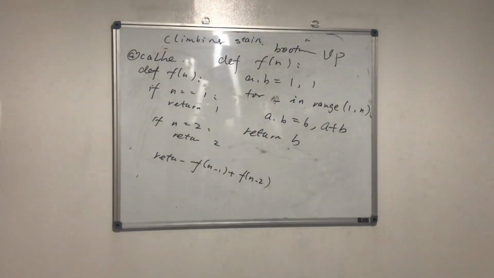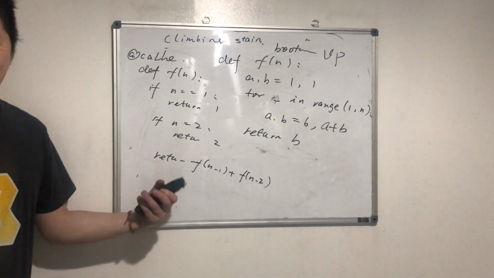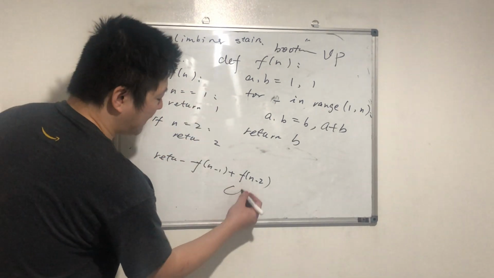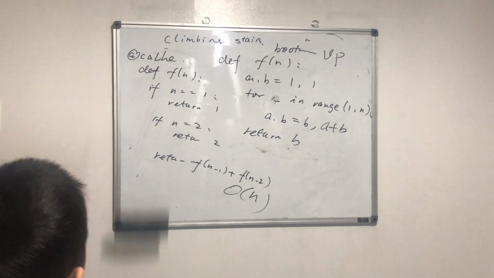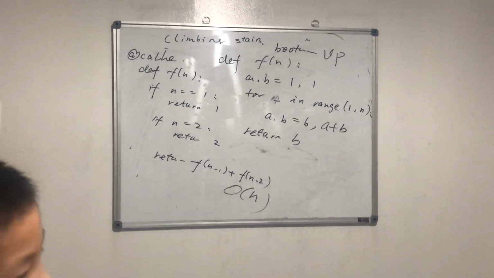So which one do you think is better? It depends on what you like. It's the same. Both complexities are O of n, right? Okay, so any questions so far?